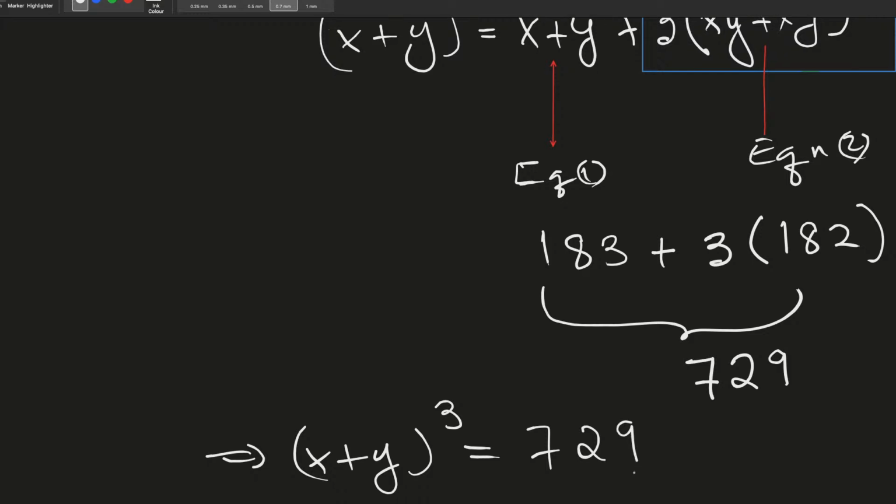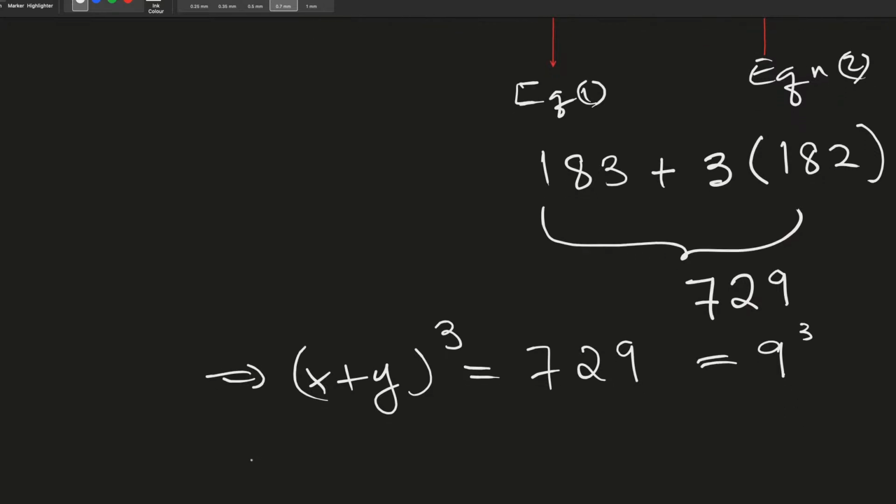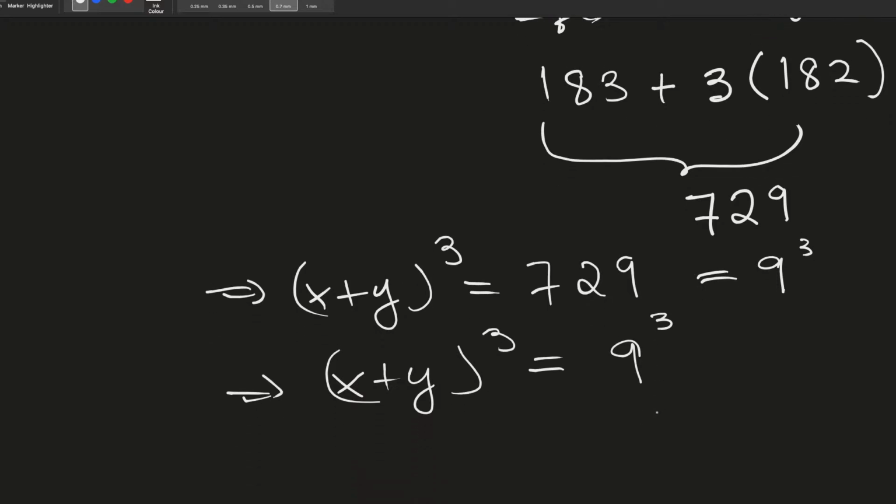Friends, 729 is the cube of 9, meaning 9 times 9 times 9. If that is the case, then we can say that x plus y cubed is equal to what? 9 cubed. You see? Now, we are going to apply another thing we learned earlier called principles of indices. Look at it. Here, we are going to learn principles of indices.